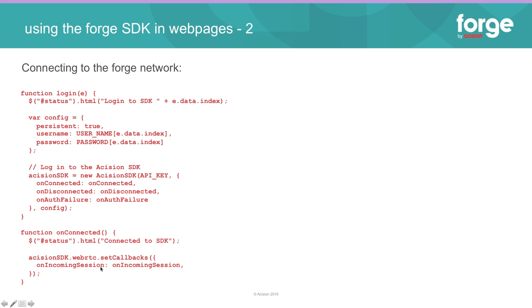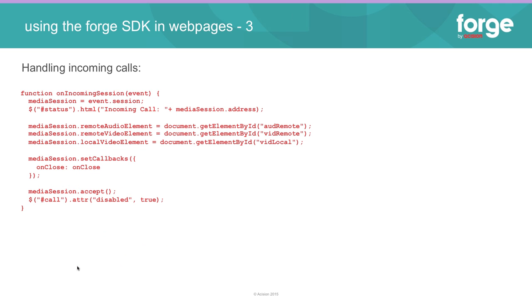This is the callback you get when you connect. And inside this callback, this time around, I'm setting up a WebRTC callback. What that's actually doing is setting up a callback for when you receive an incoming call. That could be video or audio or both. Right, so this is the only bit of extra JavaScript you need to be able to handle an incoming call.